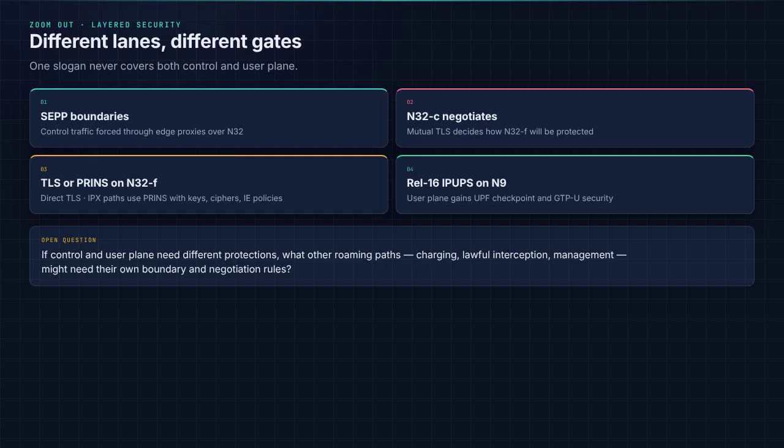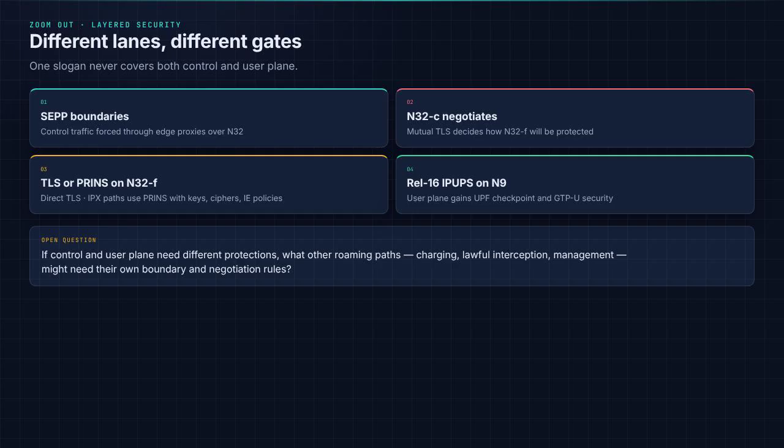Third, N32F carries NF-related signaling. A direct path can use TLS. A path through IPX entities can use PRINS, after agreement on keys, cipher suites, and IE protection policies, including encryption and modification protection. Fourth, Release 15 left Inter-PLMN user plane without a specific standardized mechanism, though VPNs may be used. Release 16 adds IPUPS in the UPF and enforces GTPU security on N9 between visited and home user plane functions.